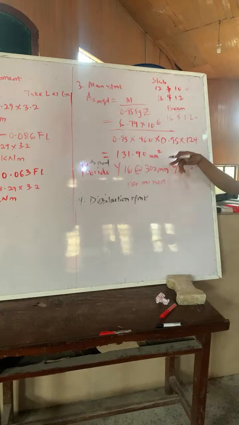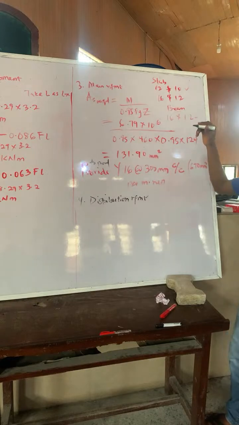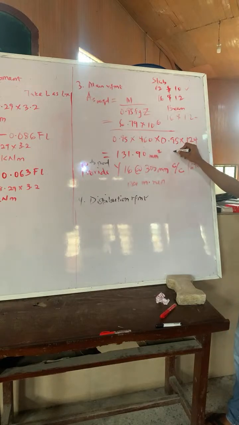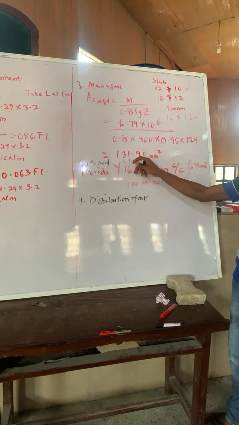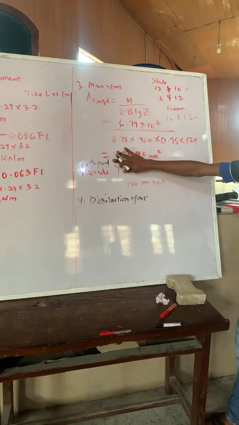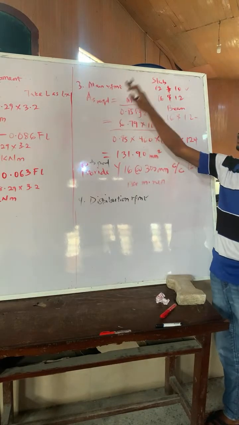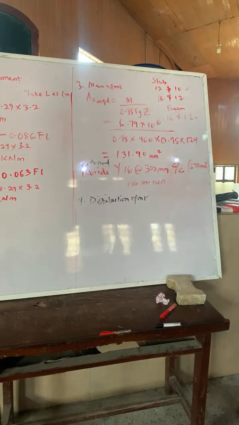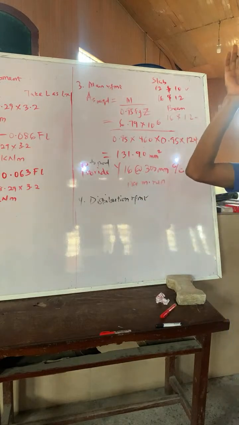Yes, you assume here. I don't want to write this because you don't need to write it. You assume 100 millimeter square and add it to this, that is 231.90. But don't write it for As required. As required is still for main reinforcement. You add 100 millimeter square. So let's move on to our distribution. Any questions so far, please?